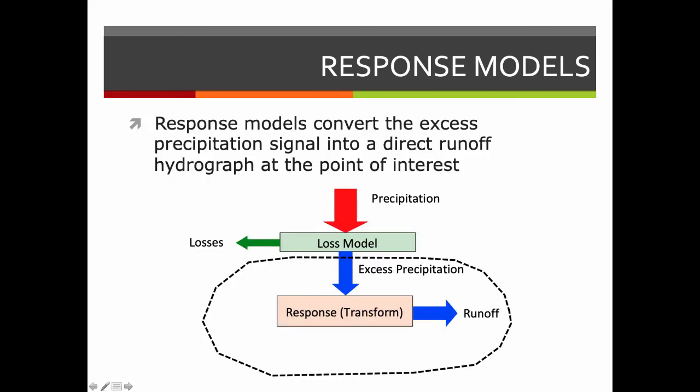Another way of looking at what I just described is that the response models convert the excess precipitation signal into a direct runoff hydrograph at the point of interest. So rainfall comes in, a loss model is applied, losses are abstracted. What's left is the excess precipitation, and then that goes into our response function to produce the runoff. The response function is the unit hydrograph.